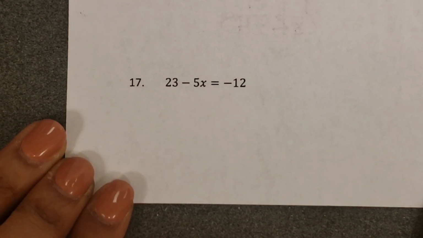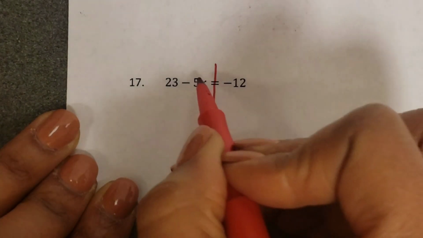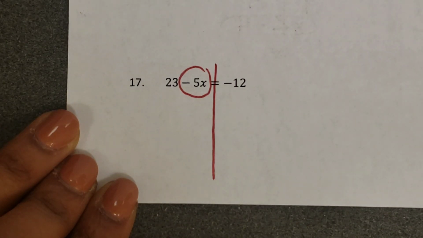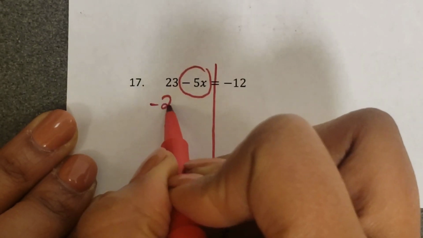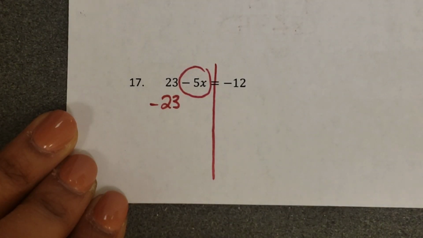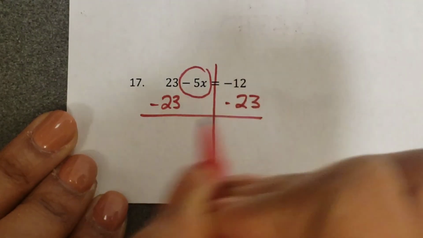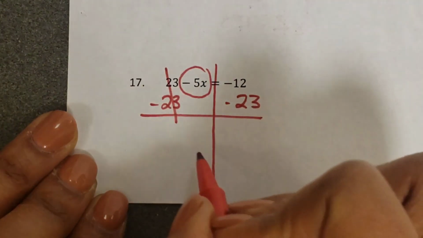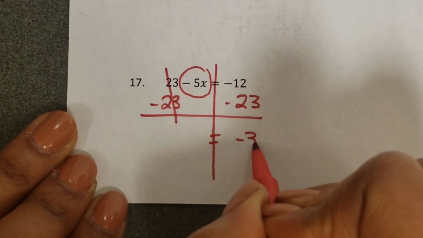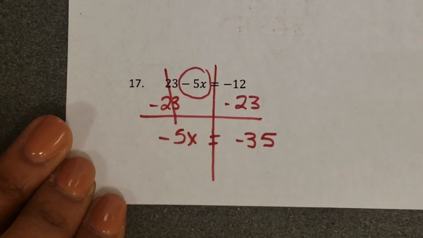Let's take a look at number 17. First step, I draw my line over the equal sign. Next, I'm going to circle my variable and my number, which is going to be -5x. Then, because this is a positive 23, I'm going to subtract 23 from both sides. Those 23's cancel out, and I'm going to have to do -12 minus 23, which is going to give me a -35. I'm going to bring down my -5x, and that's going to be set equal to that -35.